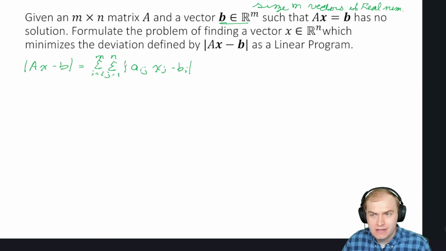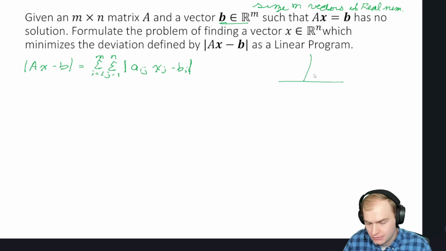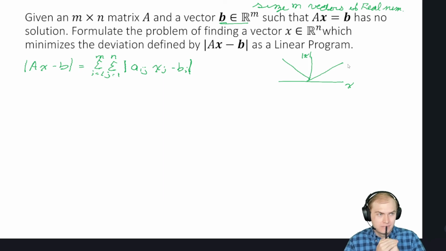Why is absolute value not linear? Well, let's think about the plot of just, so if this is x, and this is absolute value of x, it's going to look something like that. That's not a line, that's two lines. So absolute value, in general, is not linear. And you have to make some moves to express absolute value in a linear program.